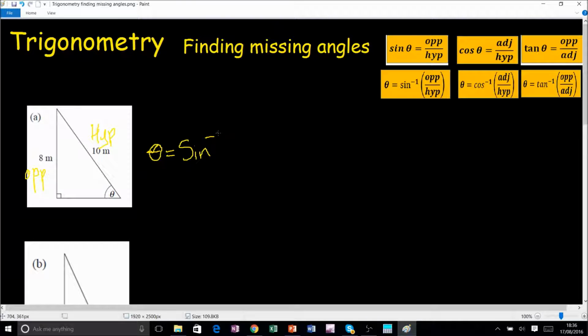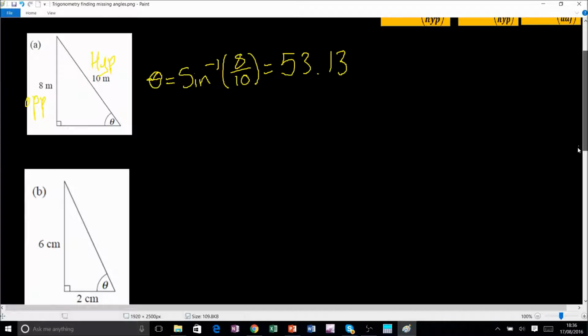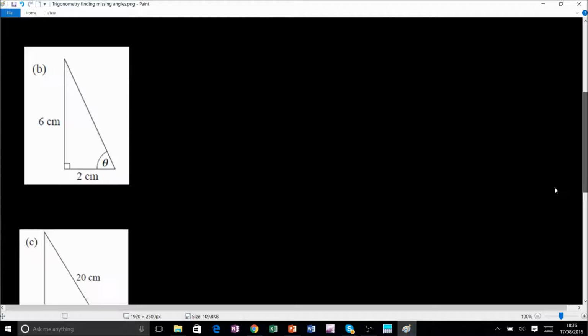So in order to find this angle, theta is equal to the inverse of sine of 8 over 10. If we do this on the calculator, we are going to get 53.13, if you've got your calculator in degrees. You may have it in radians, which will give you a slightly different answer that may use pi. So very, very simple.